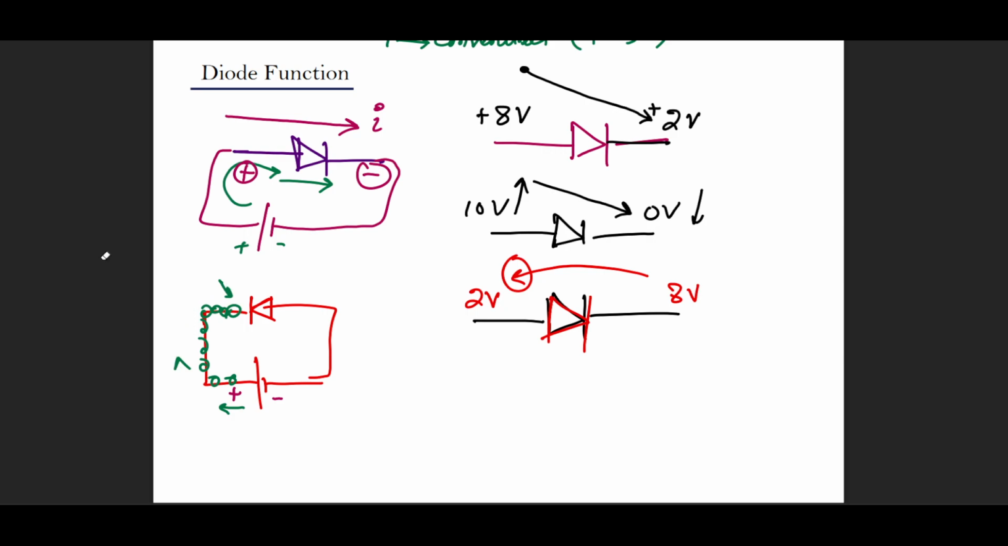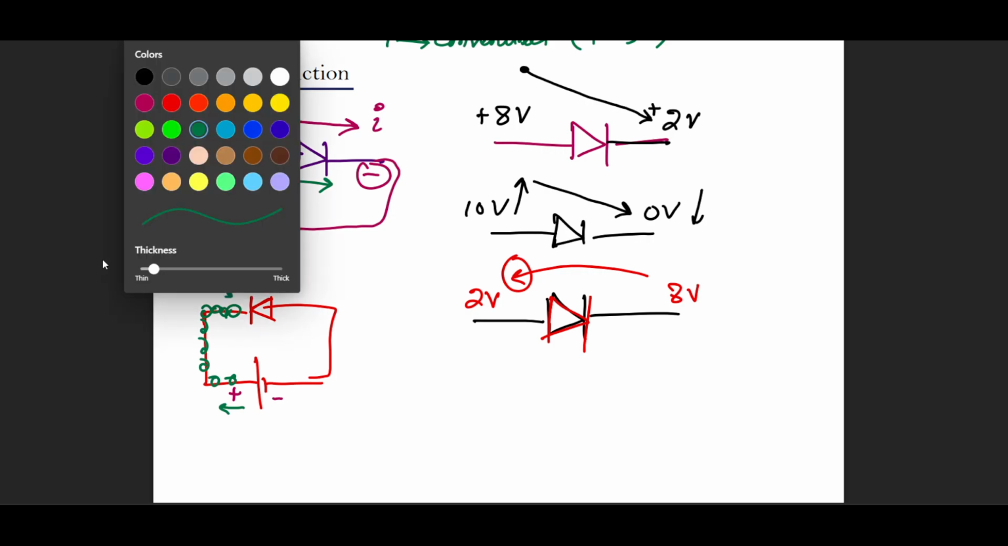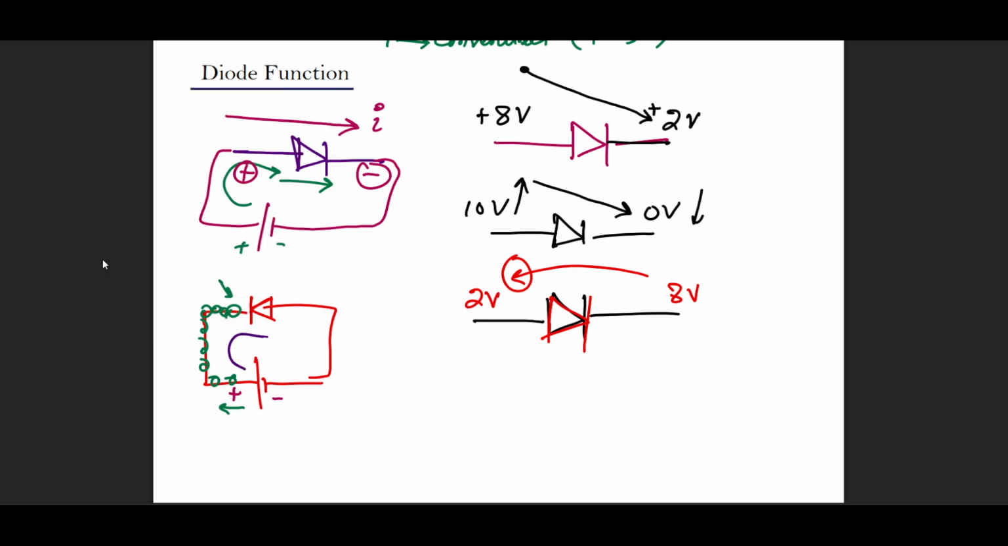But for the sake of understanding, we draw the arrows to see what the battery is trying to do. So the battery in this case is trying to cause the current in this direction. But since the arrow is opposite to the direction of the diode, the current will not flow.